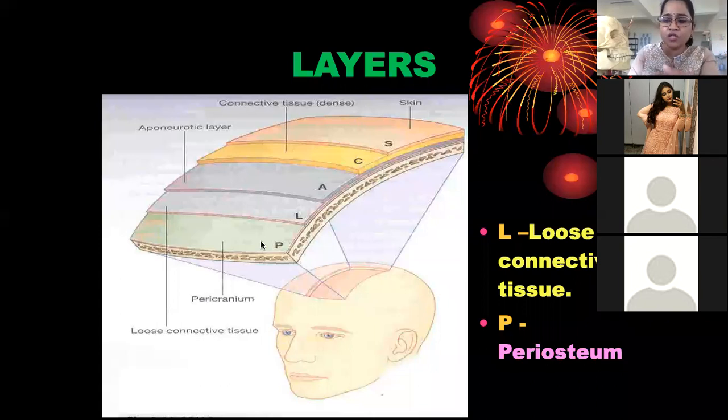Maybe from next Monday onwards you will be directly dissecting from the scalp onwards. So what are the layers? Once again we'll revise. S stands for skin, C is connective tissue, A for aponeurosis, L for loose connective tissue, and P for pericranium. Now we will see each one in detail.